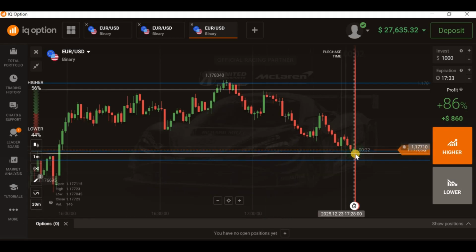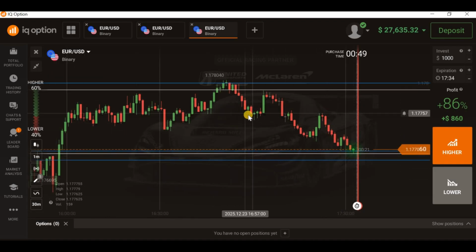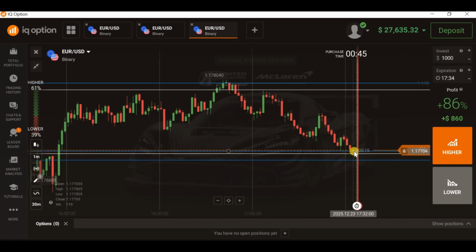You can see how it reacted now. Can you see how the price is reacting to this neckline of the double bottom, just like how this price reacted to this neckline of the double top? So this is what is happening here. It's reacting to the neckline.